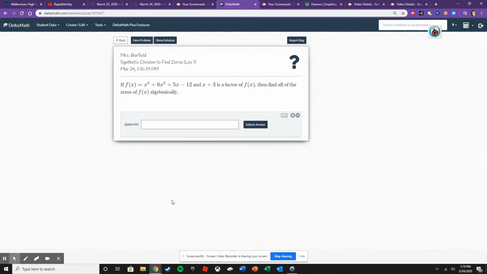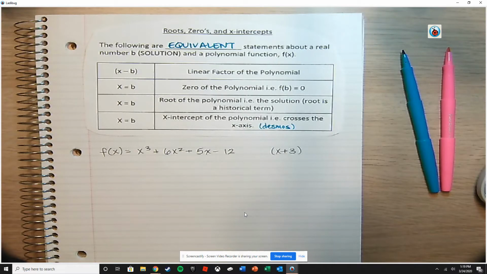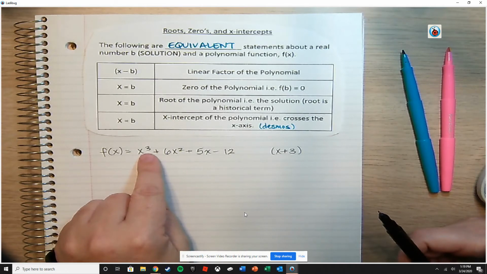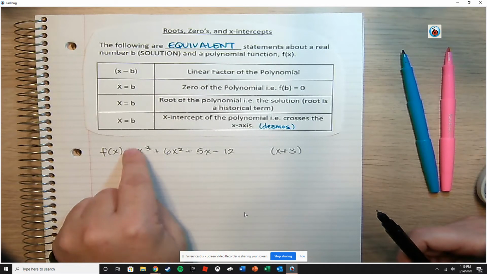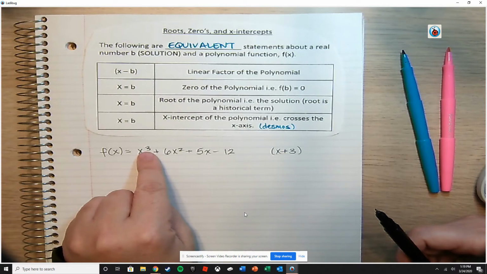It says if f of x, and I'm going to copy this down, equals x to the third plus 6x squared plus 5x minus 12, and we know that x plus 3 is a factor of f of x, then find all of the zeros of f of x algebraically. So I'm going to switch back over here. It's telling me to find all the zeros. First off, I need to know how many I need, and you look at the largest exponent. So I know that there's 3 of them.